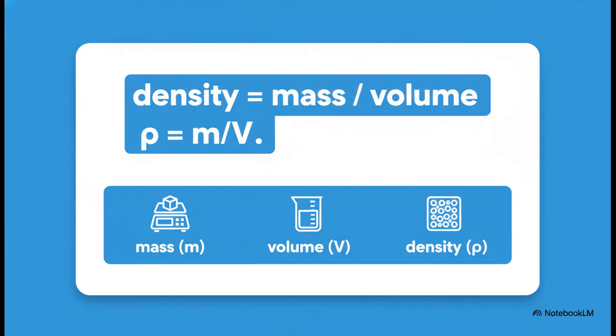And this is the formula you absolutely have to know. No excuses. You need to be able to remember it and use it. Density, that's the funny symbol called rho, is just mass divided by volume. Seriously, get this one memorized. It's almost guaranteed to come up.